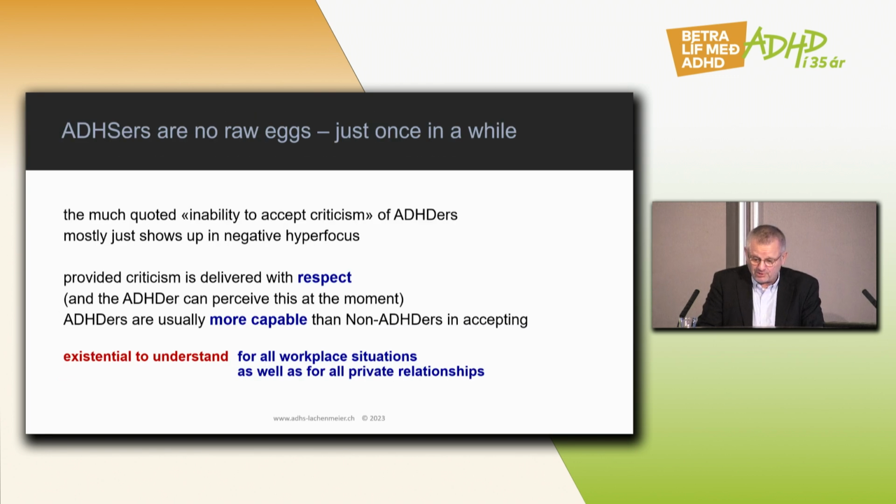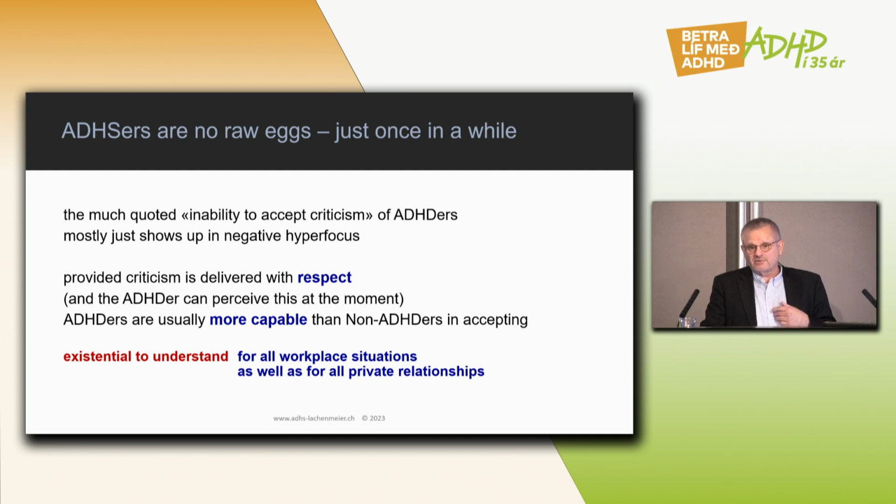To make it short, ADHDers are not raw eggs. It's wrong what you can read everywhere, that ADHDers cannot accept criticism. That is only the case if they are in a negative hyperfocus. And if you criticize an ADHDer in the appropriate way, which means you first have to make sure that he realizes that I accept him, and never try to act that.